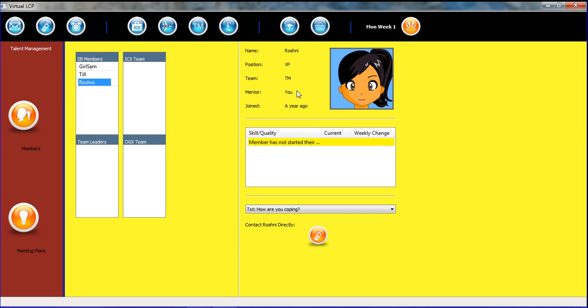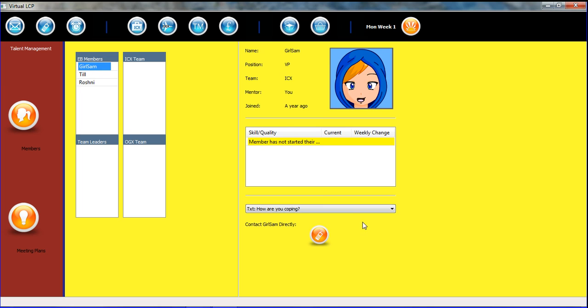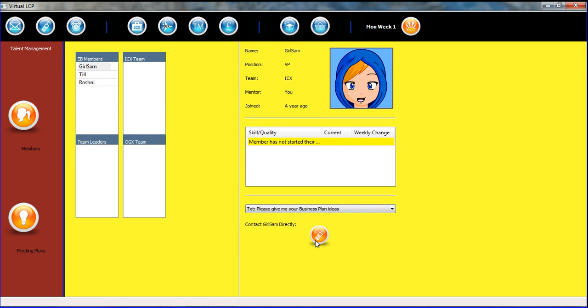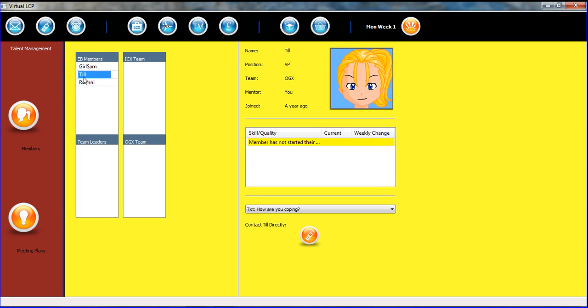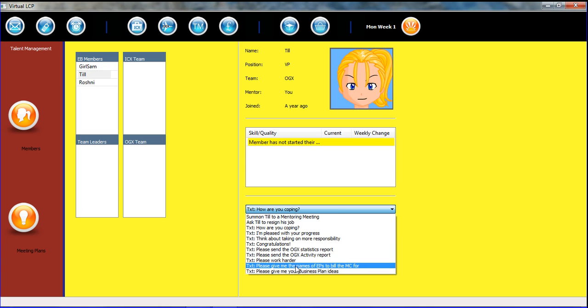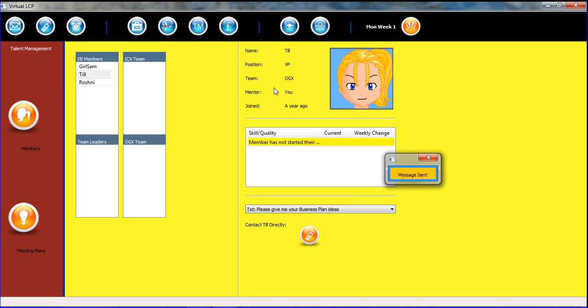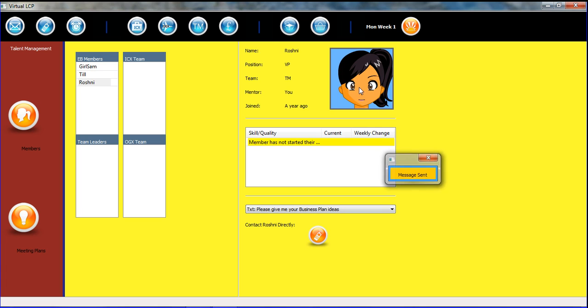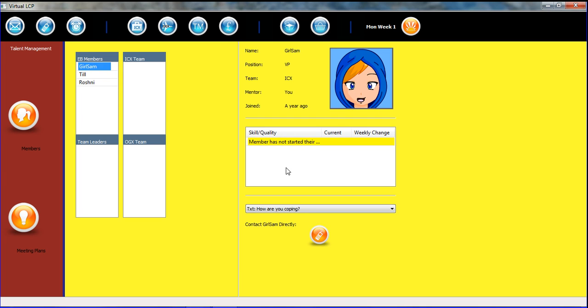First thing I'm going to do though is ask for business plan ideas. I think, yes. Just to make sure, because I know business plans are due quite early, and I need to make sure they get it done in time, because I'm dependent on them for filling out their own ideas before I can send it to the MC. Right, and then let's start and have a mentoring meeting with them all. So, sending invitations to the members.